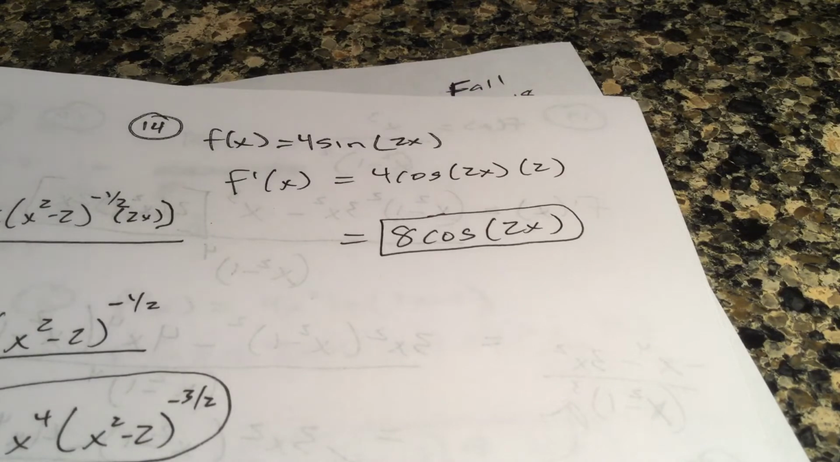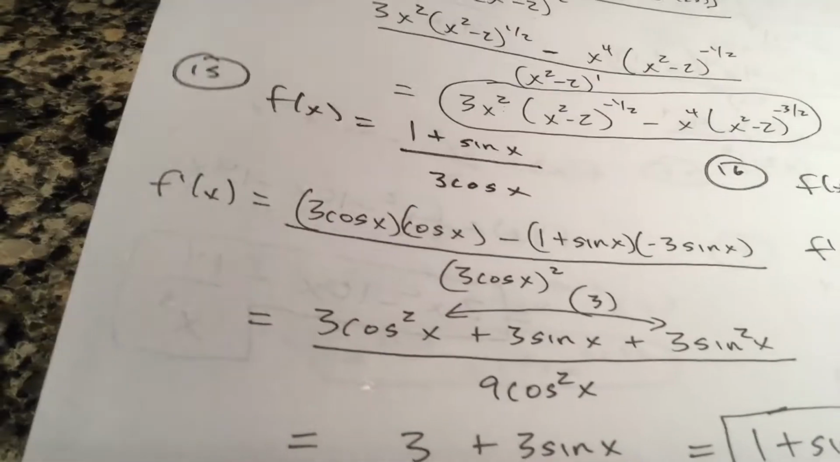14. Just a little application of the chain rule. It's going to be 4 cosine 2x. Take the derivative of 2x, which is 2. 4 times 2 is 8. That one's pretty easy.